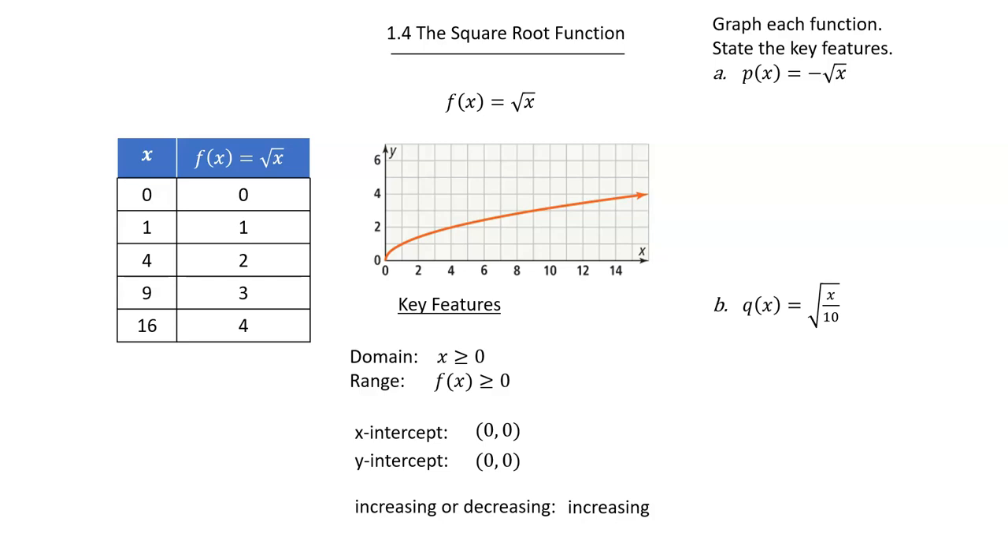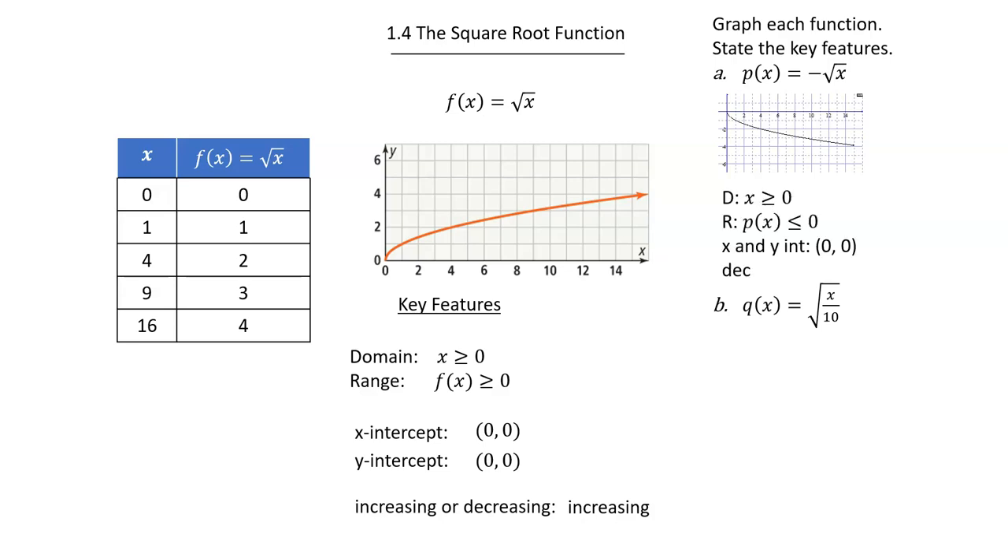The graph of p of x equals negative square root of x looks like a reflection of the parent function f of x equals the positive square root of x. So square root of 4 is 2, and when we put a negative in front of it, the opposite of 2 is -2. So the domain of this graph, again, we can put in any positive value for x, so x is greater than or equal to 0, but the y values are negative values. So the range is p of x, or y, is less than or equal to 0. Again, the x and y intercepts are both 0, 0, and as we read from left to right, the y values are decreasing. So this is a decreasing function.